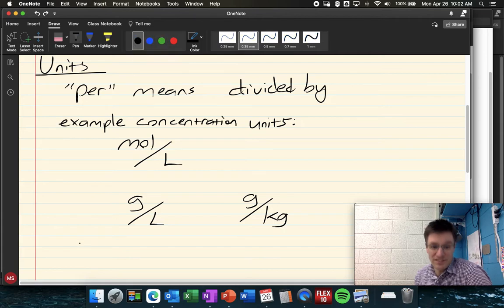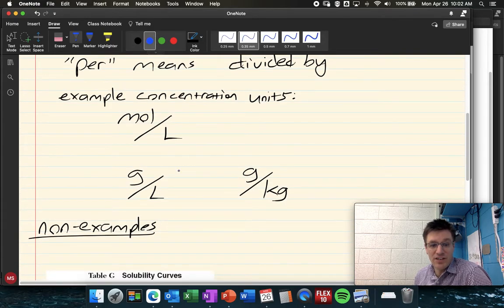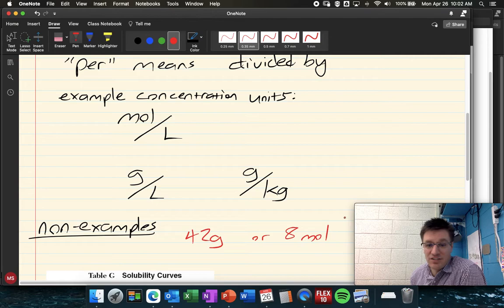If you don't see that, okay, non-examples. If somebody tells you, well, the concentration is 42 grams. Nope, there's no per, right? That's how much solute you dissolved, but that doesn't tell me how much solvent you dissolved it in. Okay, or if somebody says 8 moles. Nope, that's not a concentration.